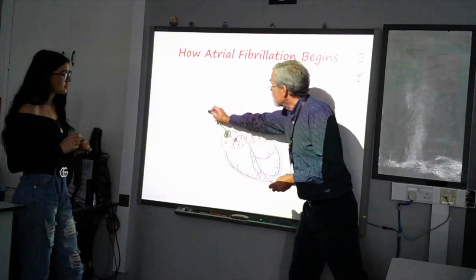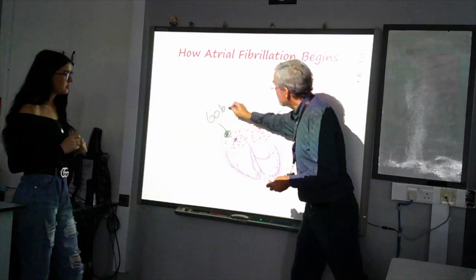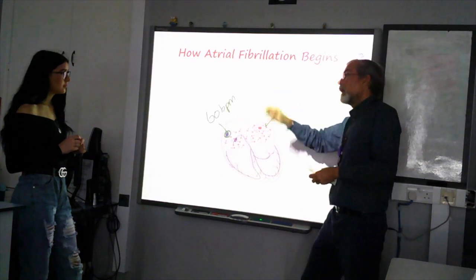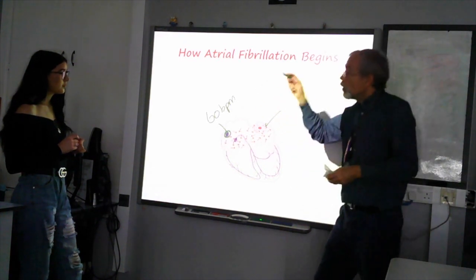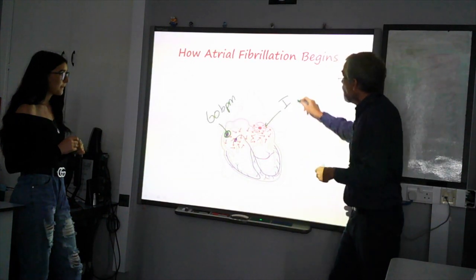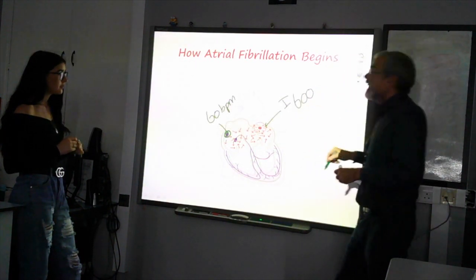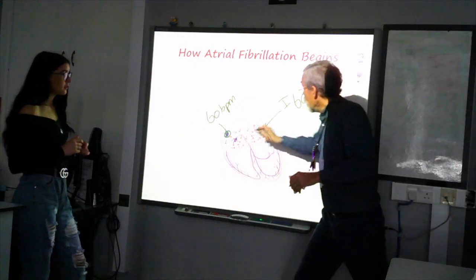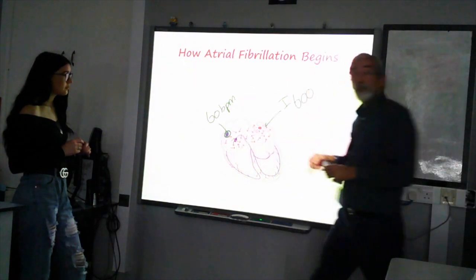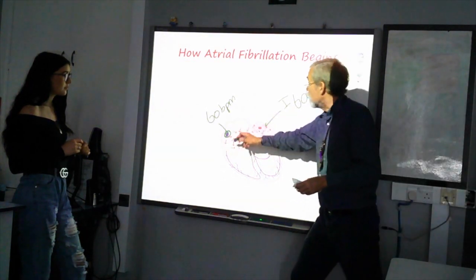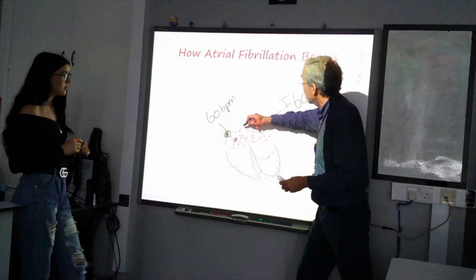You're sending out 60 beats per minute. P, Q, R, S, and T. And P, Q, R, S, and T. I, over here, am sending out 600 beats per minute. The atria don't know who to listen to anymore. So instead of them contracting together, they just quiver.